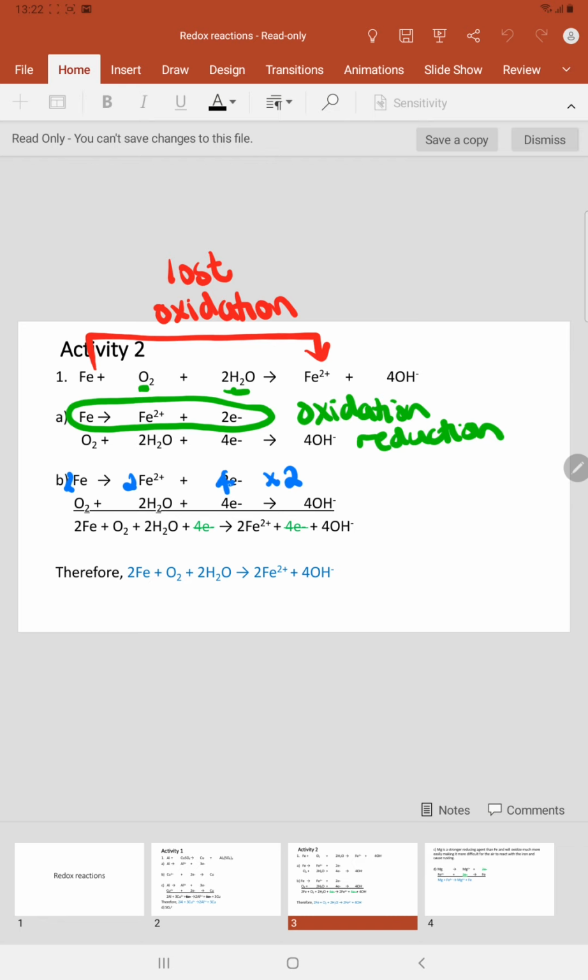So therefore, these electrons can then cancel out, and then the final net equation is 2 Fe plus O2 plus 2 H2O gives you 2 Fe2+ plus 4 OH-. Now let's look at the next question.